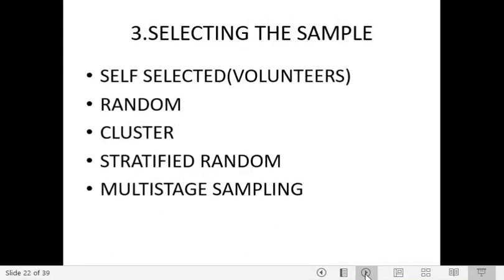How will you select the sample? Either people volunteer themselves for the survey, or you can do a random selection of the sample. You can gather a cluster of people by using the stratified random sampling method. That is, you divide the population into the age groups as given by WHO, and you accordingly select 3 to 4 important age groups. It can be multi-stage sampling as well.